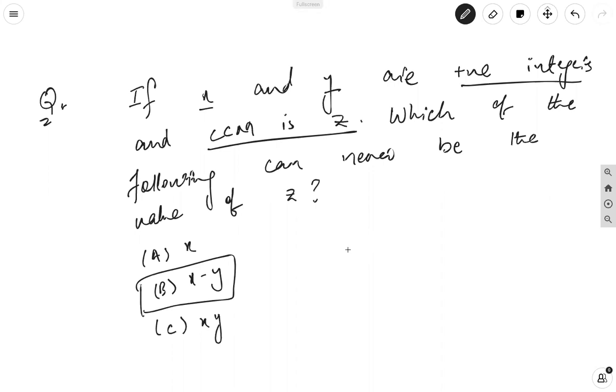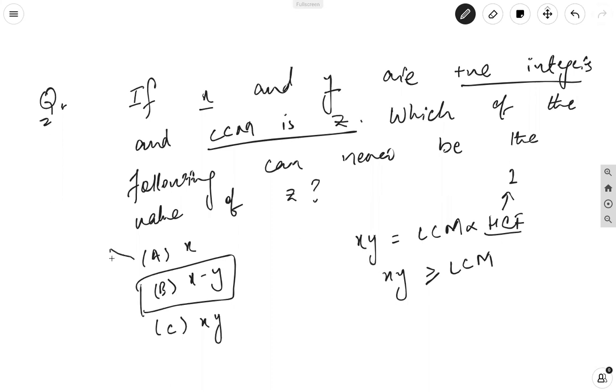We have just discussed that the product of the numbers is equal to the product of their LCM and HCF, right? So this means that XY could be greater than or equal to the LCM. In case the HCF is 1, XY is equal to the LCM. If the HCF is greater than 1, then X into Y is greater than the LCM, right?